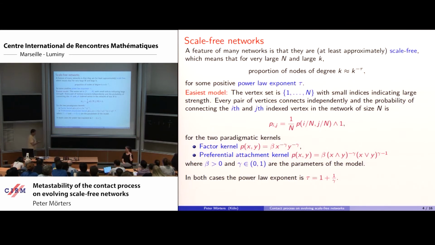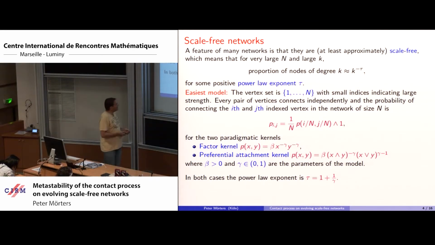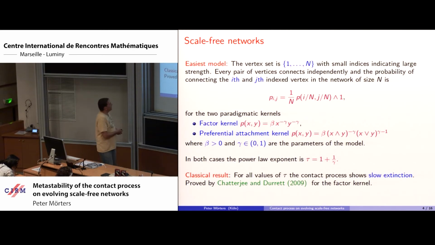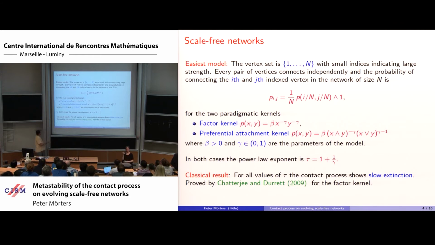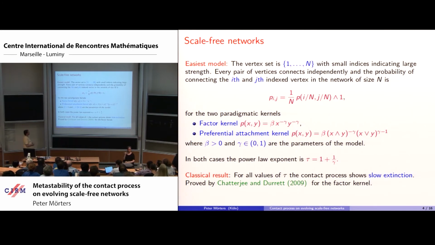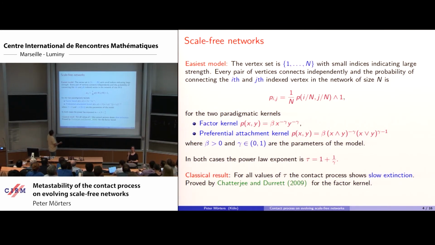Okay, good. Right, our question, you remember, we had put a contact process on these graphs and ask whether you have slow or fast extinction. This question has been treated about 10 years ago. There were several papers, and maybe the one that fits our setup best is by Chatterjee and Durrett from 2009, and they show that for all values of tau, or if you want gamma, the contact process shows slow extinction.